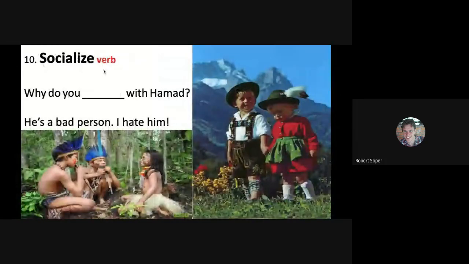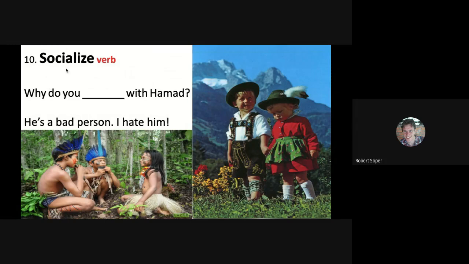This next word is socialize. Socialize. Try and think about what socialize means. Socialize is really to meet together. So who do we socialize with? We socialize with other people, usually our friends. Okay.